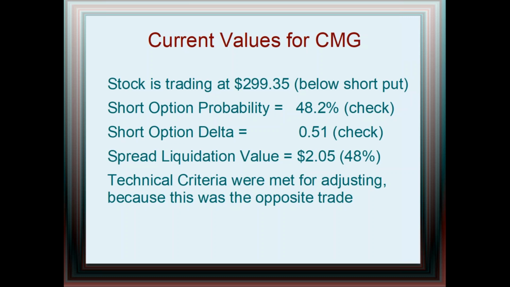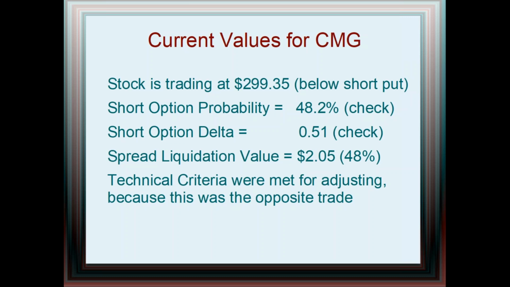Spread liquidation value was at 2.05. So to buy to close the short put and to sell to close the long put, it would have cost me 2.05. I still keep the 75 cents, so we're at a $1.30 loss. But this is 48% of the 425 maximum loss in the position. So I'm pretty much close to that 50% range as well.